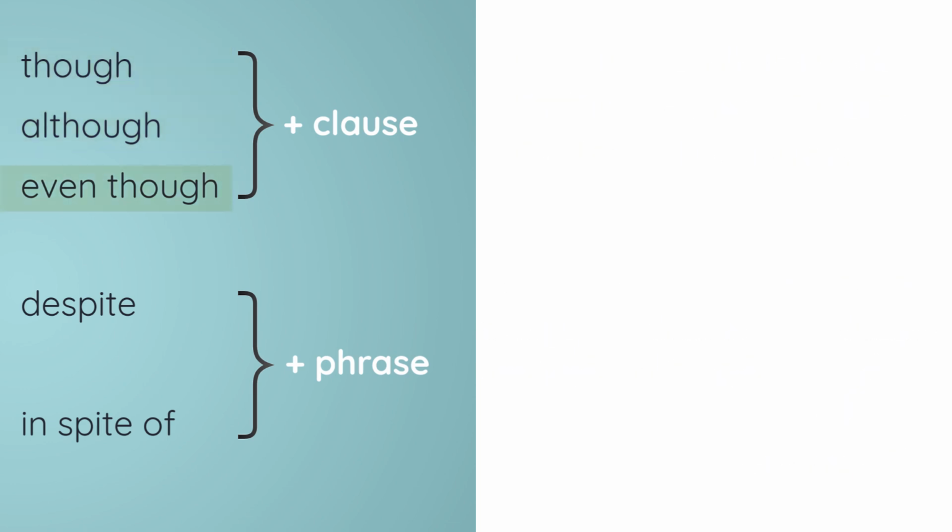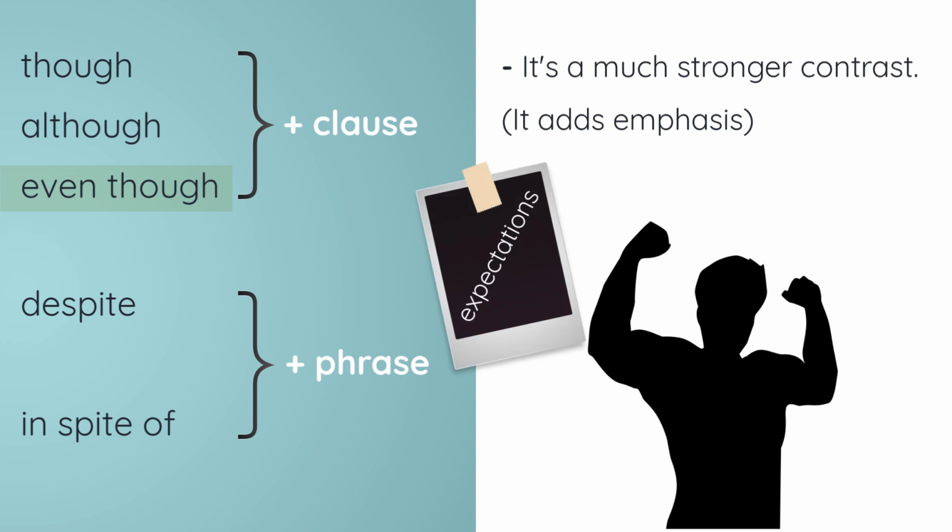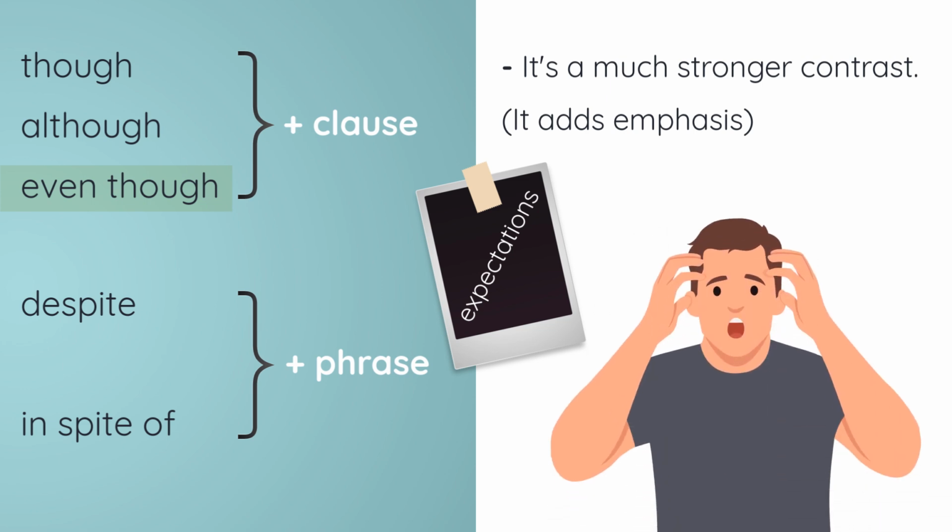How about even though? Even though also shows a contrast, but it's a much stronger contrast. It adds emphasis. But what is the emphasis on? Okay, this is what is important. What is the emphasis placed on? The expectations. So, for example, the beginning of a sentence has one idea, so you think this must be the second part. But no, something very different is the second part. And this is a very strong emphasis on this expectation. When I give you some example sentences, you'll understand what I'm talking about.